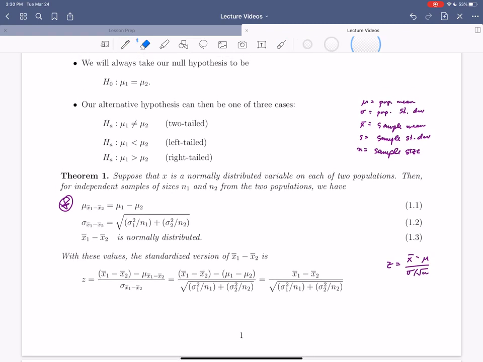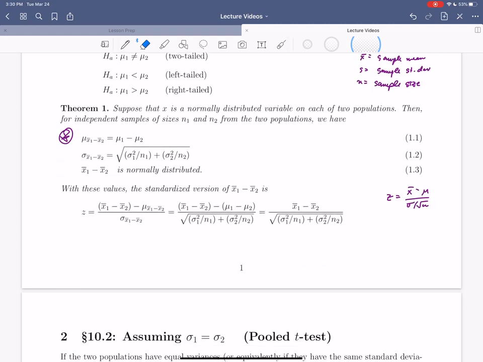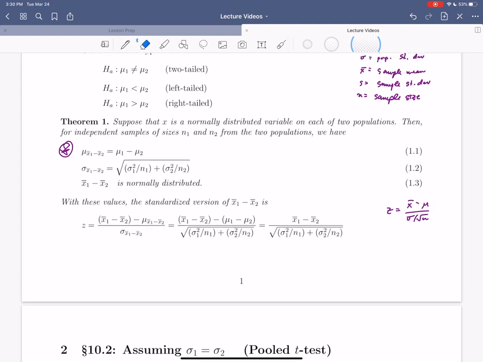But again, we'll never use the standardized version. That's just not tenable in practice. It's very unlikely, because if you know the population standard deviations, then you also probably know the population means.